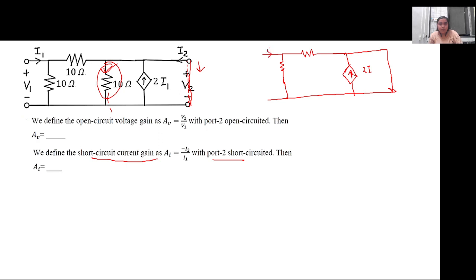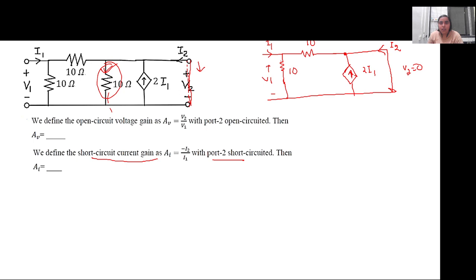So the I1 current will remain as it is. So this is the output port current. Only V2 here is 0 because it has been short circuited. V1 will remain as it is. This is the 10 ohm resistance. This is the 10 ohm resistance. This is 2 I1 current source. So what we have to calculate is the ratio between minus of I2 by I1.